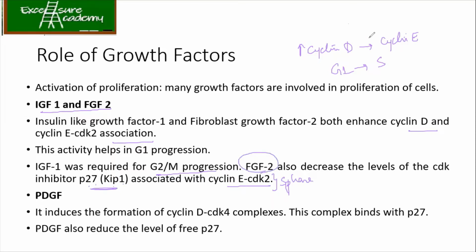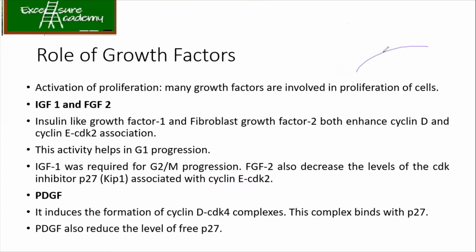So in short, we are saying that when a cell is present and we have got FGF2 growth factor, it binds and results in the decrease of your P27, which results in increase of your CDK2 cyclin E complex. It means हम S phase में चले गए हैं. ठीक है? Now, PDGF, platelet derived growth factor. It induces the formation of your cyclin D CDK4 complex. Now, again, it is going to reduce the level of P27, which is an inhibitor of this complex.